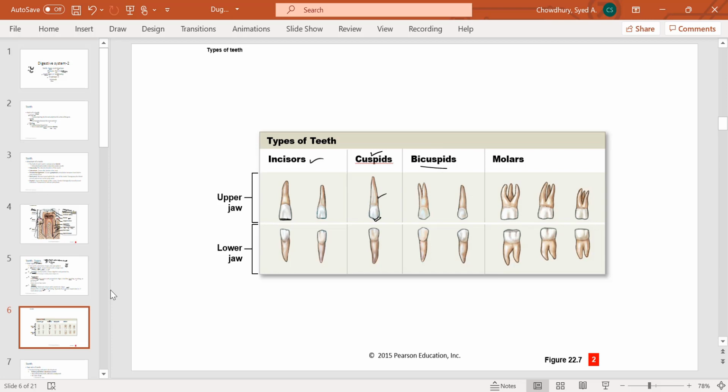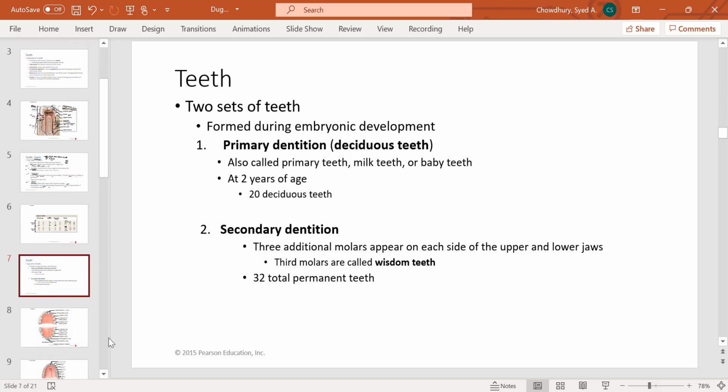And bicuspids are premolars, and you see the surface is more flat with prominent ridges, and they help to grind or crush the food. And molars, you see upper molars have 3 roots, lower molars 2, and their surface is flat and wide, and helps to crush, grind, or break the food. So your teeth help to break the food, which is the digestion, right?